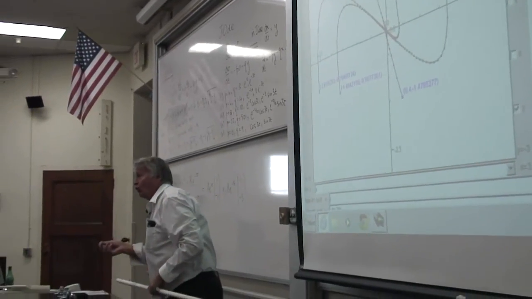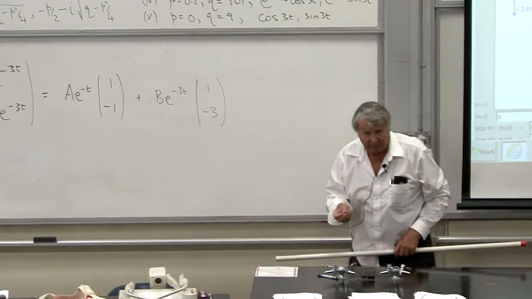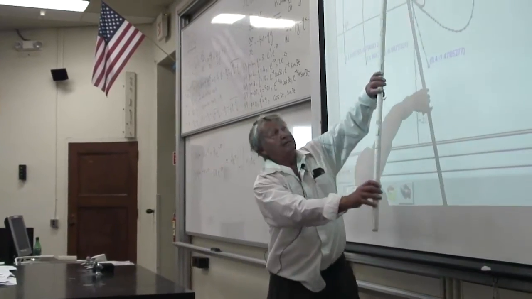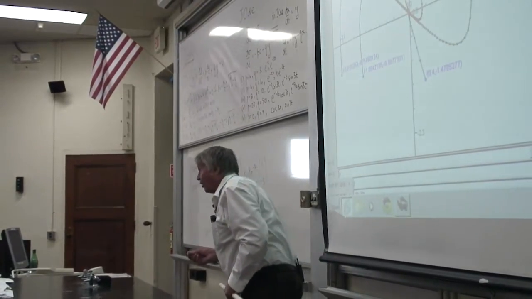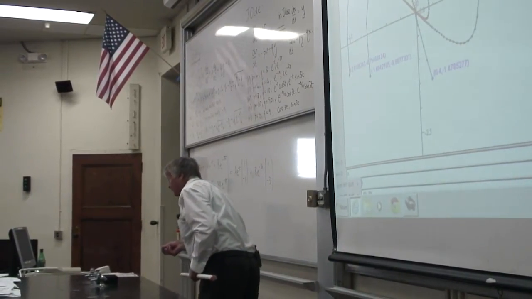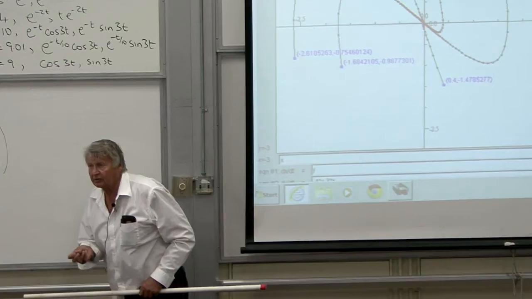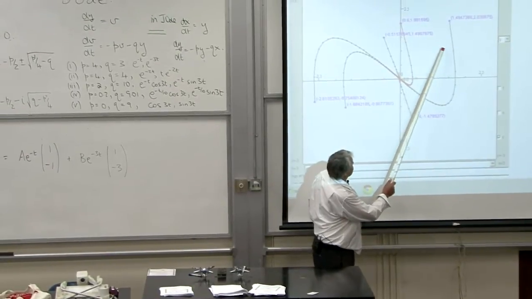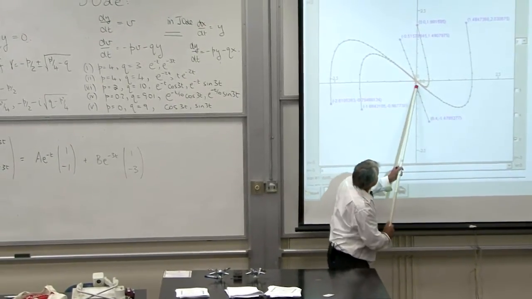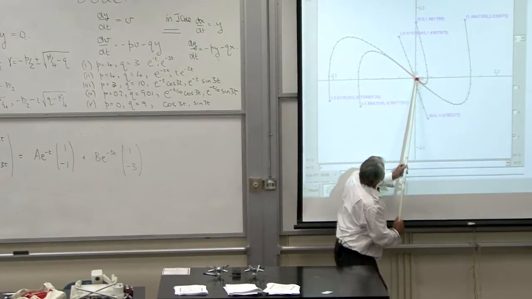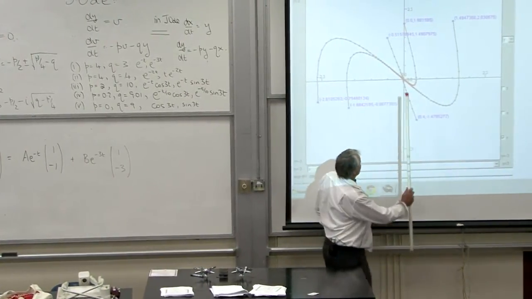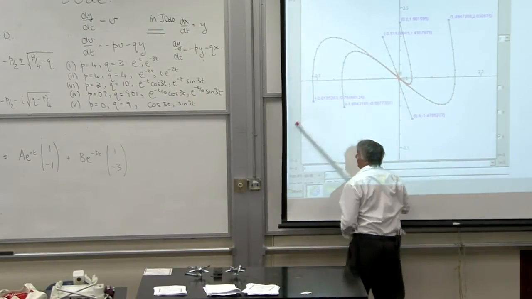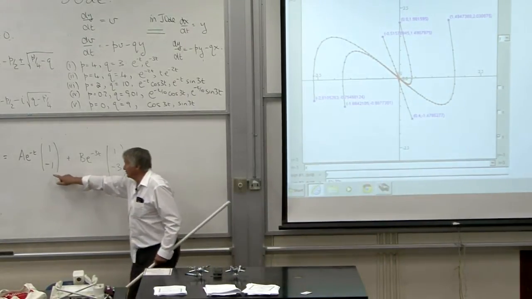Because you can always write any vector in the plane as a linear combination of any two vectors in the plane, as long as they're not collinear, right? As long as they're not collinear. The normal one, the Cartesian, when we say this is x and this is y, we mean x times that direction and y times that direction. But we can also write it as so much of that vector and so much of that vector. And that's the way the solution comes out.